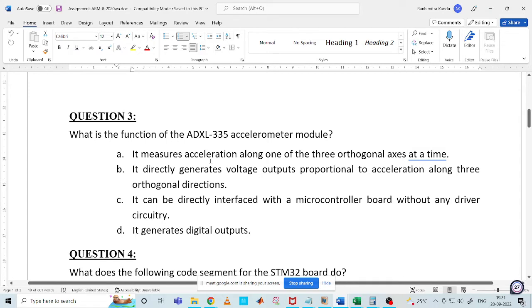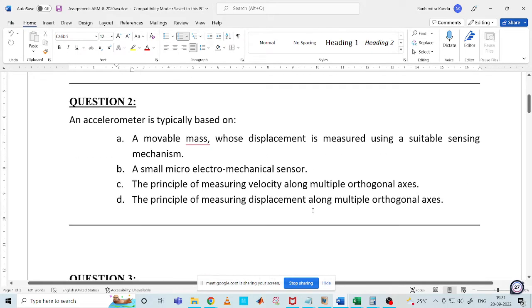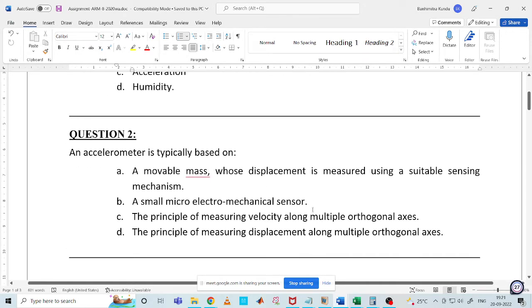Question 3. What is the function of it? Sir, one clarification needed. Yeah, sure. Can you show that question? If the option D is the principle of measuring acceleration along multiple orthogonal axes, is it right? Still, I would say no.